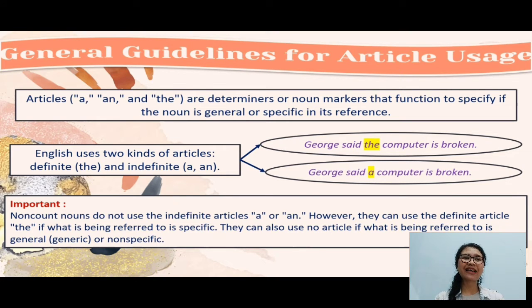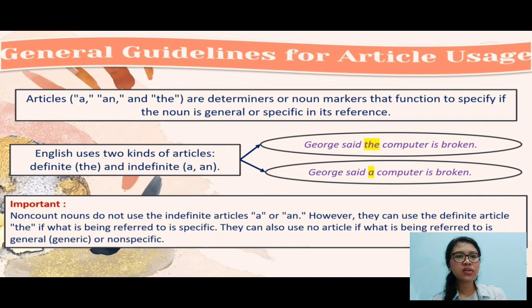But in the second sentence, George said a computer is broken. That sentence suggests that the broken computer is any one among many computers that the speaker and audience might know. The computer is non-specific. Seperti yang aku udah bilang tadi sebelumnya, kalau misalnya kita menggunakan a or an itu belum spesifik because it is indefinite article. It means indefinite article atau belum jelas, jadi belum pasti barang mana sih atau komputer mana sih yang dimaksud gitu.